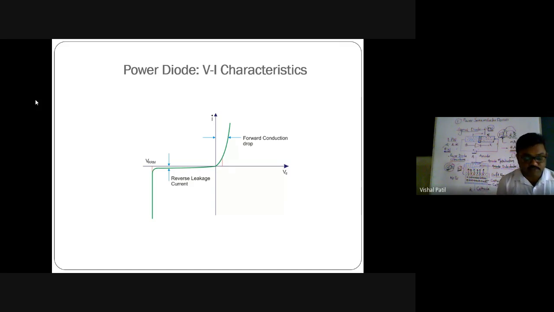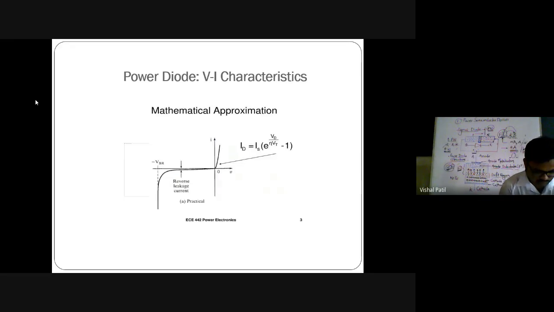So this is the nature of VI characteristics we get across the power diode. These characteristics can be represented in terms of this expression: ID, which stands for forward diode current from anode to cathode, is equal to IS, where IS stands for reverse leakage current, times e raised to Vd divided by eta Vt, minus 1.